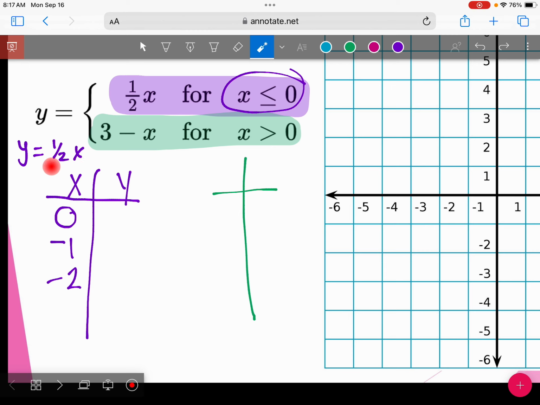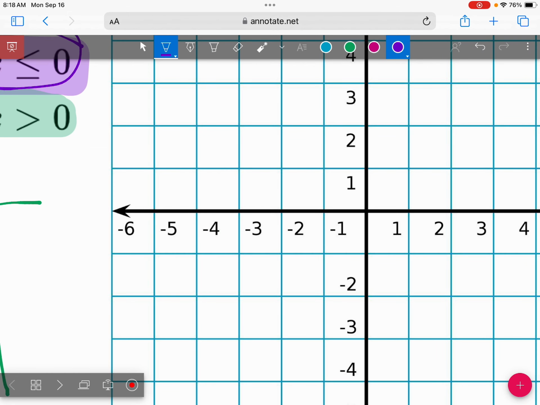When I substitute these into my equation, y equals 1/2 x, I'm going to put that 0 in place of this x. So 1/2 times 0 is 0. 1/2 times -1 is -1/2. 1/2 times -2 is -1. And I could keep going. That gives me 3 points, which is enough to at least get the vibe going on here.